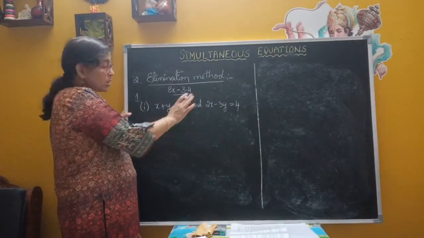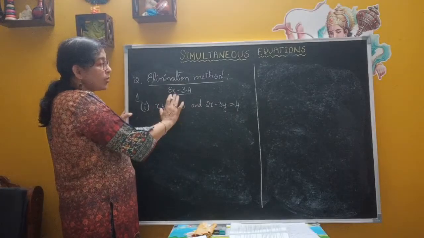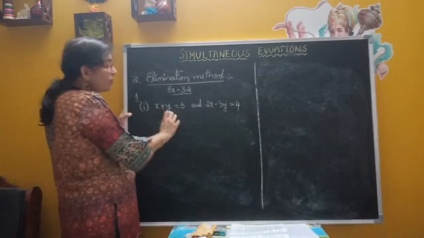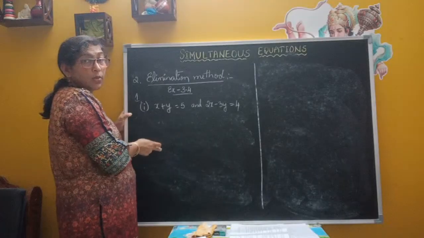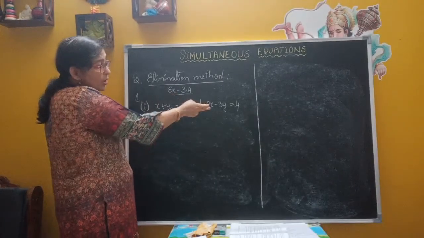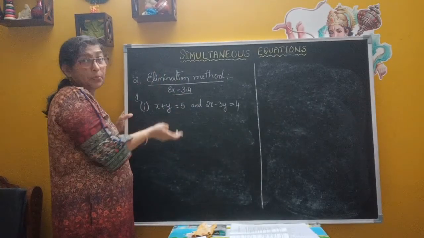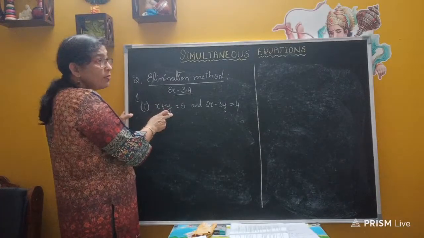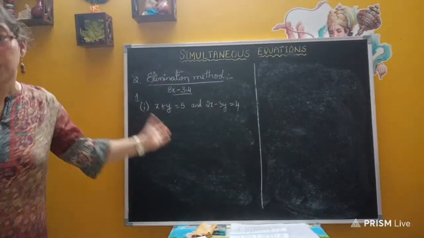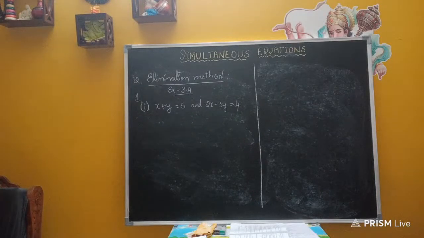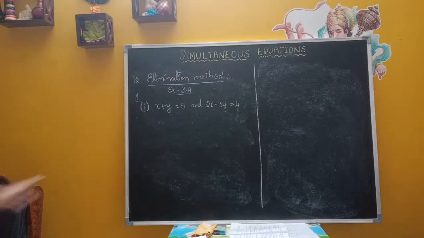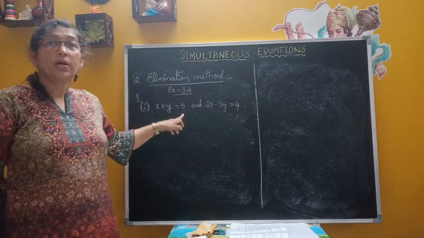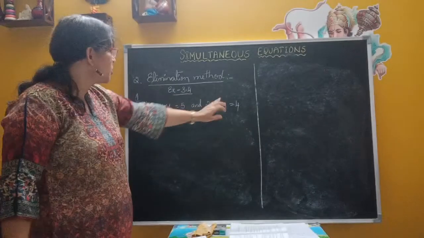First, we have to change any one of the equations to make a coefficient equal. Any one of the variables must have equal coefficients to eliminate it. Then, depending on the signs, either we need to add or subtract. So we have to change the first equation, x plus y is equal to 5, because that is the simple one. So we change this equation now to the required form.